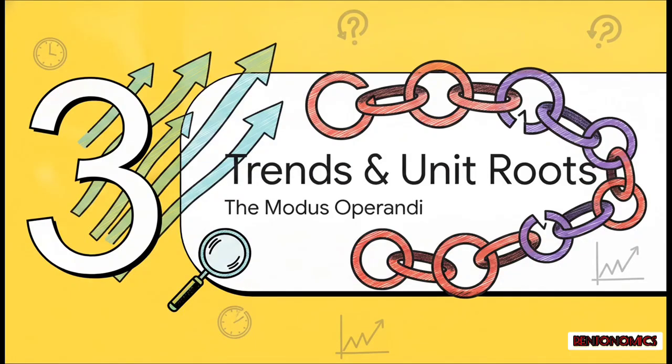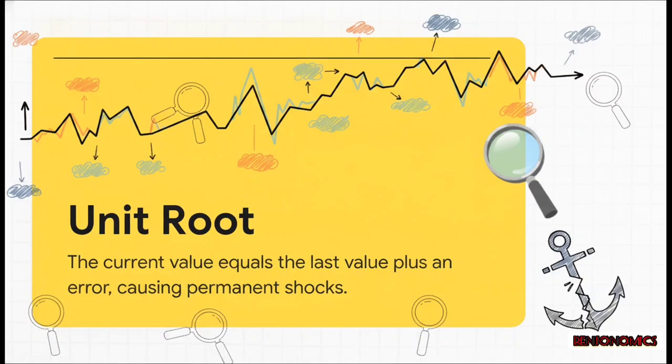Okay, moving on to Section 3, trends and unit roots. This is the modus operandi of non-stationarity. So, non-stationarity usually operates in one of two ways. The first is a unit root, also known as being difference stationary. The simple intuition here is that today's value is just yesterday's value plus some random error or noise. Because of this, the data is just going to wander aimlessly. There's no constant mean to return to, which is exactly why a shock to the system has a permanent effect on the trajectory of the series.